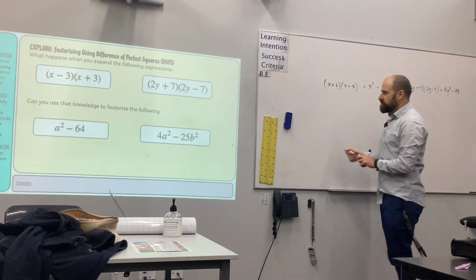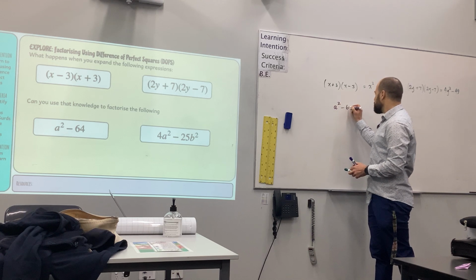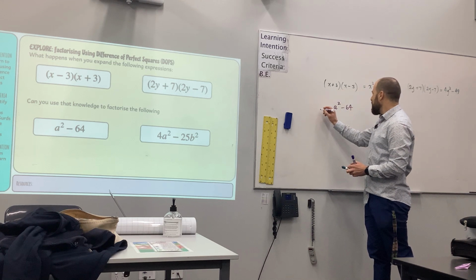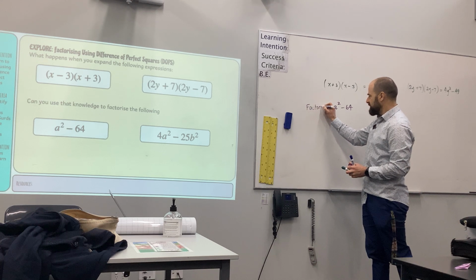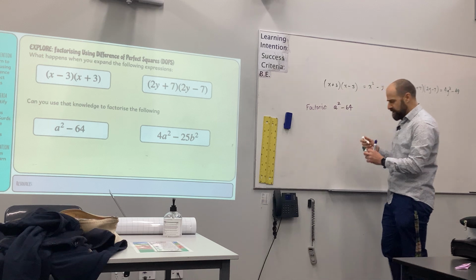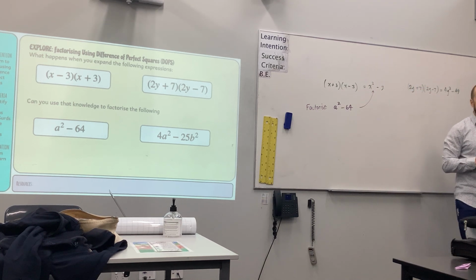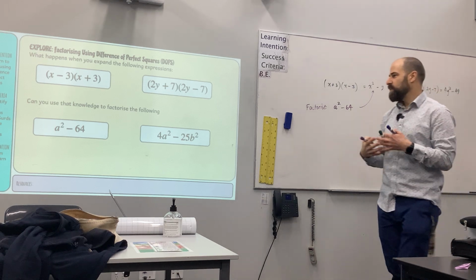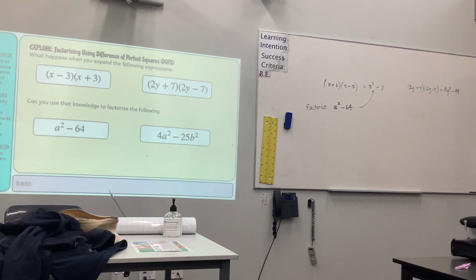What this leads us to is our technique for when we factorise expressions like a squared minus 64. So if we want to factorise this, what I want you to notice is that this is very similar to that. Can you tell me more specifically, when I say it's similar, what is similar? Hands up. What is actually similar? What parts are similar?